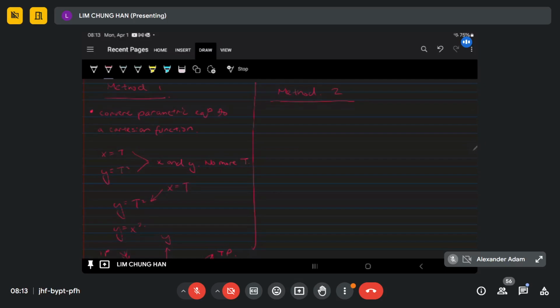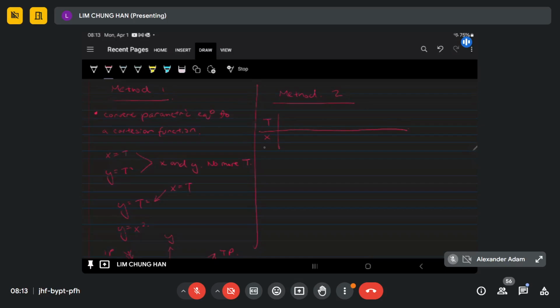The second method is by drawing your table. You have t, and then you can calculate your x and you can calculate your y. So basically, you try with all the different possibilities to get x and y.